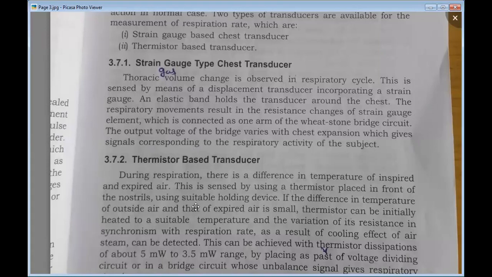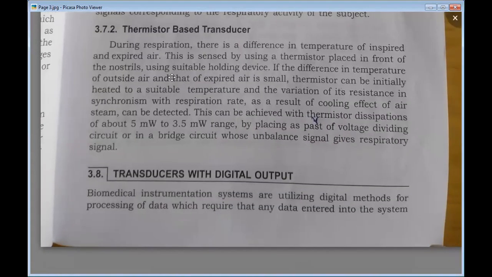And another one is the thermistor based transducer. In this case, we will use a thermistor placed in front of the nostrils using a suitable holding device. We will use this thermistor in the nostrils. If the difference in temperature between outside air and expired air is small, the thermistor can be initially heated to a suitable temperature, and the variation of its resistance in synchronism with the respiration rate, as a result of the cooling effect of the air stream, can be detected.